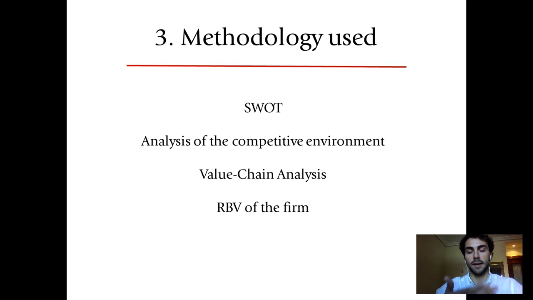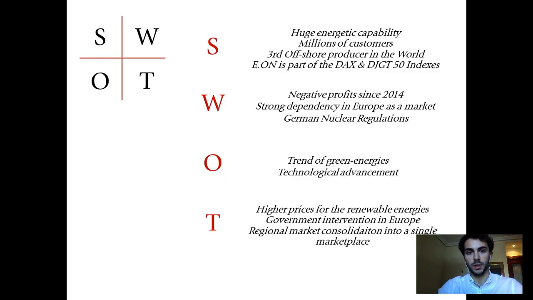So what methodology have you used? We have used SWOT analysis, integrated environmental analysis, and the resource-based view of the firm. But actually, the most interesting was the SWOT. Here we can see that Ion has a huge amount of energy and electric customers, their energy networks are huge, and they have the third largest offshore energy grids in the world. The weaknesses are the negative profit, as we have already said, and also that the company mainly operates in Europe.